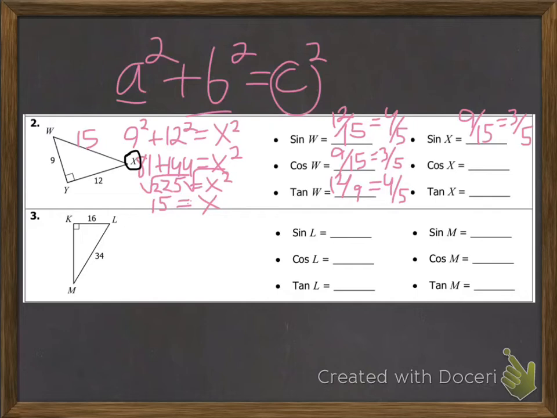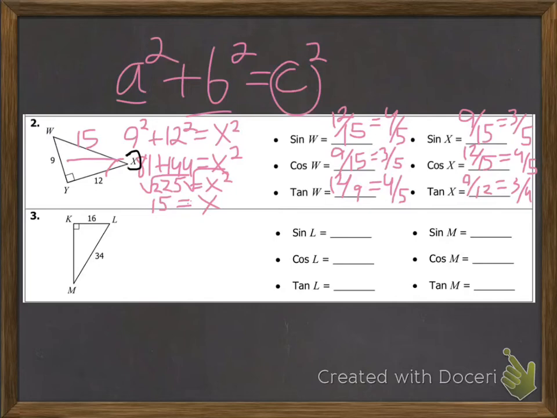Now we're going to do the cosine of x, still looking at angle x. Cosine is adjacent over hypotenuse, so it would be 12 over 15. And then that simplifies down to 4 over 5. And lastly, we have the tangent of x. So opposite over adjacent. So 9 over 12. And then that will simplify to 3 over 4.